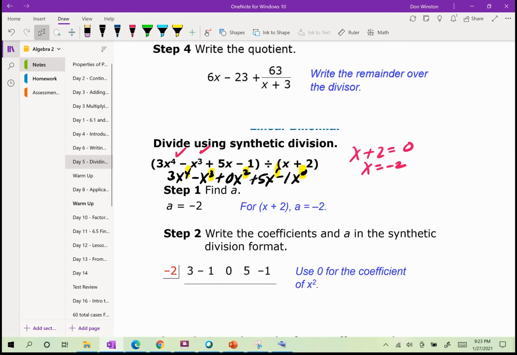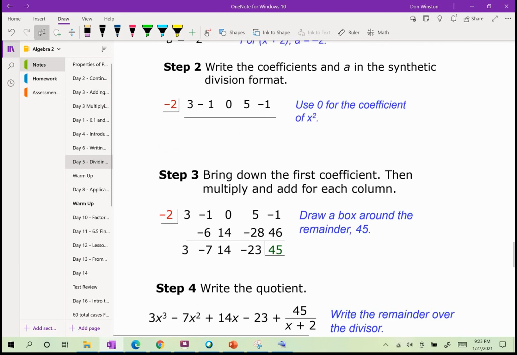All right, so my potential 0 was negative 2, so I put that in the box there. And then my coefficients are 3, negative 1, 0, 5, and negative 1. Okay, so I set that up. Now we do synthetic division. Bring down the 3. Take negative 2 times 3, you get negative 6. Add negative 1 and negative 6 gives you negative 7. Take negative 2 times negative 7, you get 14. Put it underneath the next coefficient. 0 plus 14 gives you 14.